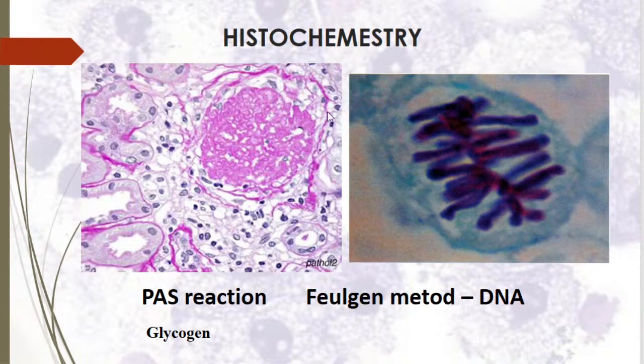Look, this is the kidney glomerulus, it's more magenta color, so it accumulates the glycogen elements. Okay, the next is the Feulgen method. Feulgen method is for identification of DNA and the chromosomes, which are more purple, not like the blue cytoplasm.